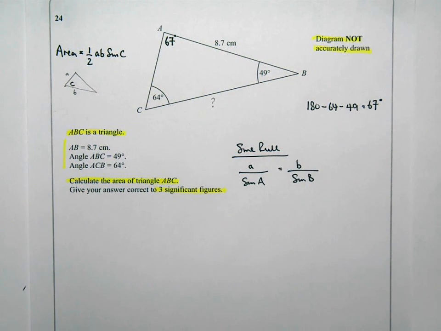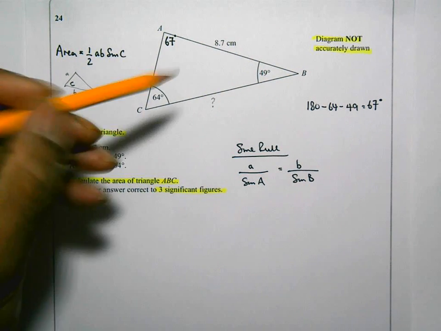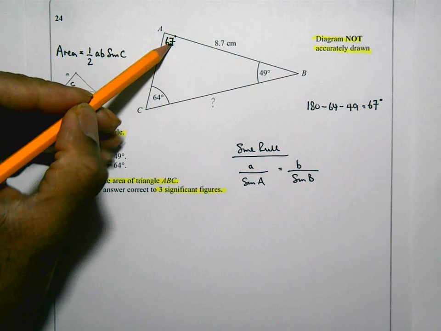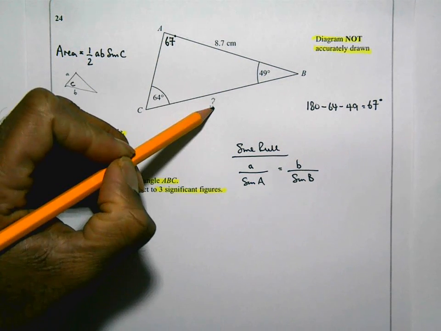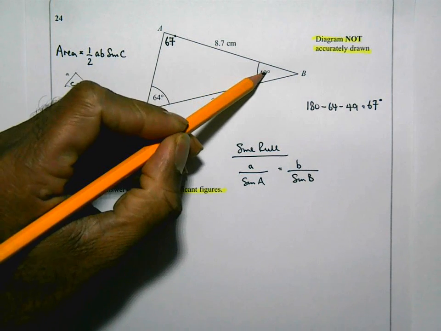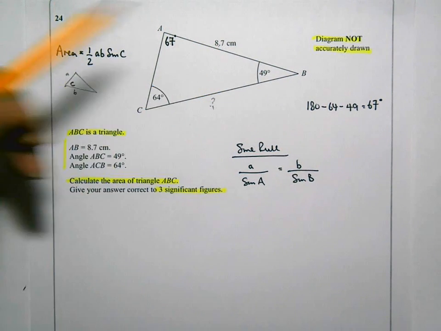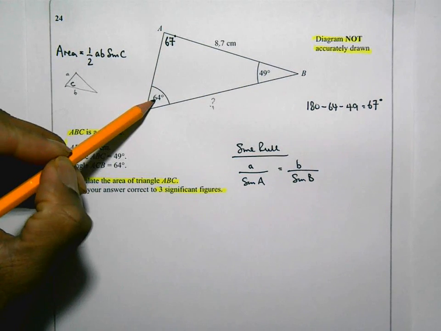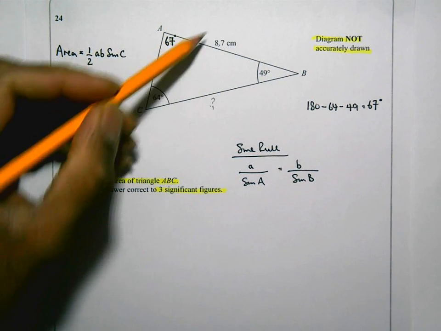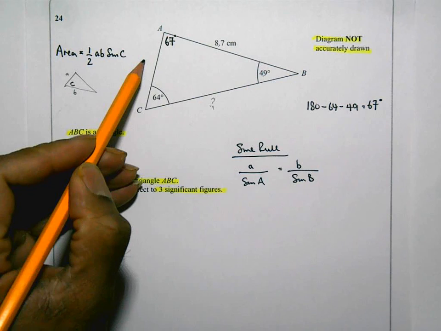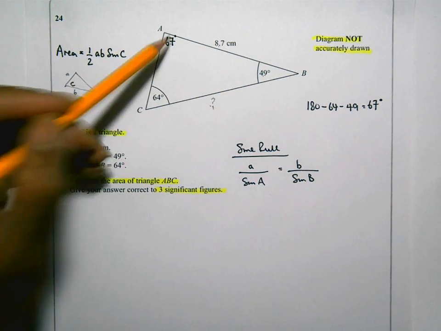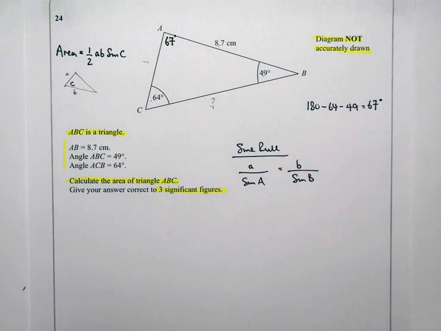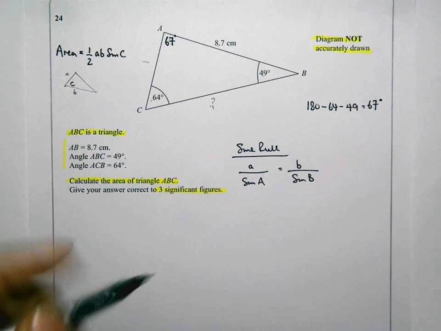Now in this case I'm going to label up these sides, or think about what they are. So that there and that are angle and opposite side, and that there and 64 are angle and opposite side. With 49 there isn't anything there, so I'm not going to use the 49. I'm going to use the 67 and the 64. So I need to use pairings that I know.